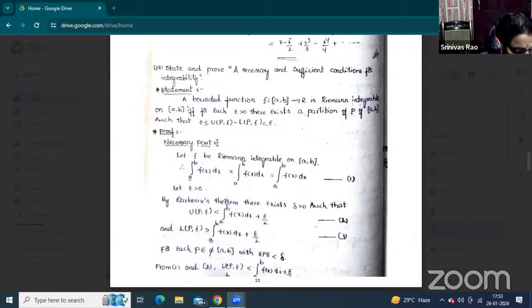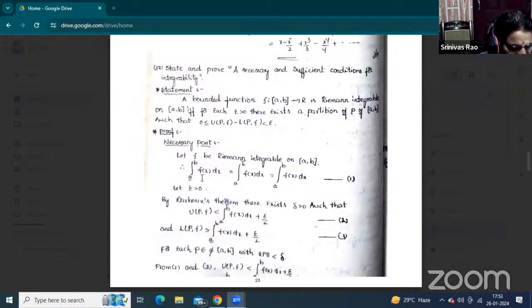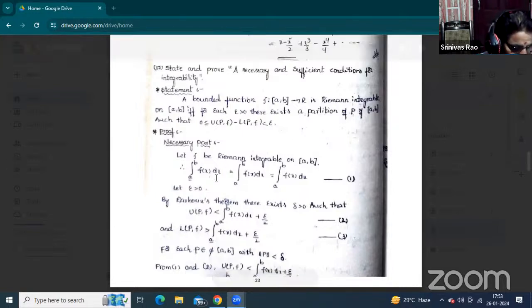Here the necessary part is, first of all, you are taking the given function is Riemann integrable. To write the Riemann integrable condition. What is the Riemann integrable condition? Lower Riemann integral equals upper Riemann integral equals the integral of the function, which is integral from a to b of f of x dx. Say this is the first equation.